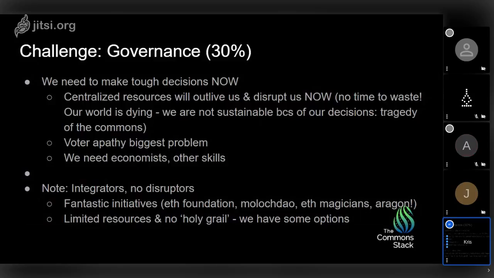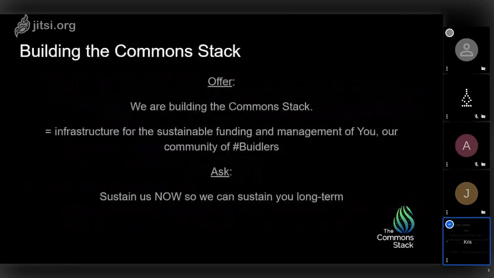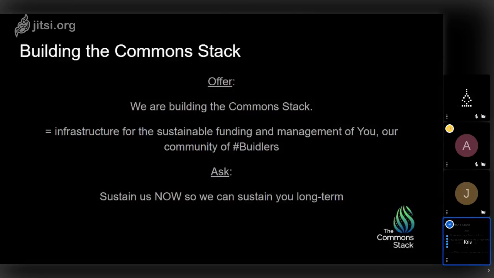Yeah, okay. So in any case, that's good points. We need to add this, of course, that we need to grow our ecosystem and get all the skills and not just the technologists in there. Then, what are we doing? We're building a common stack. This is just our 30-second pitch: we're building infrastructure for sustainable funding and management of you, our community builders. And immediately also say, this is what we ask. We want you to sustain us so that we can sustain you long term. I want to put that in directly so that you immediately see we're here with a very direct question to you.